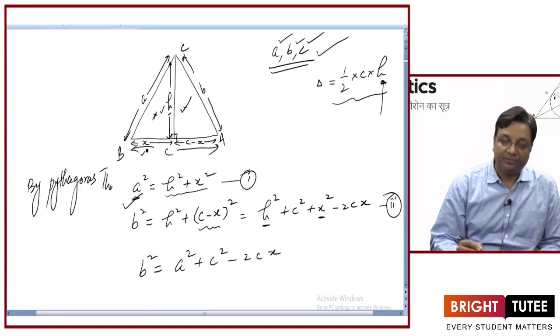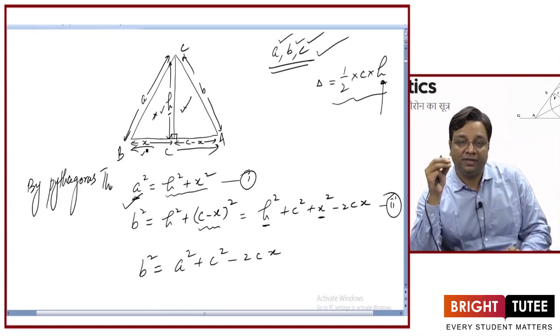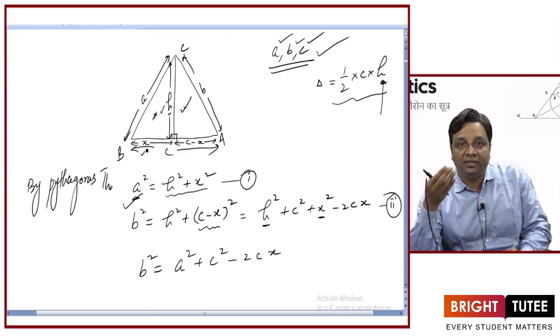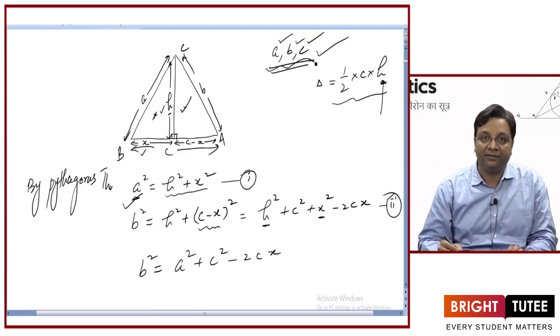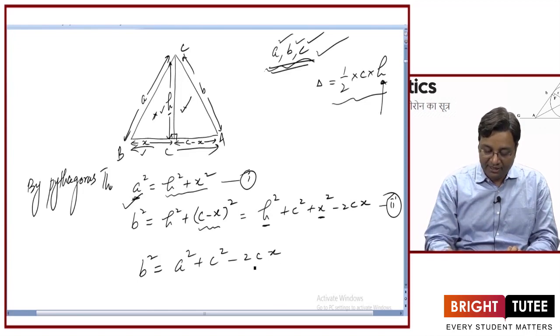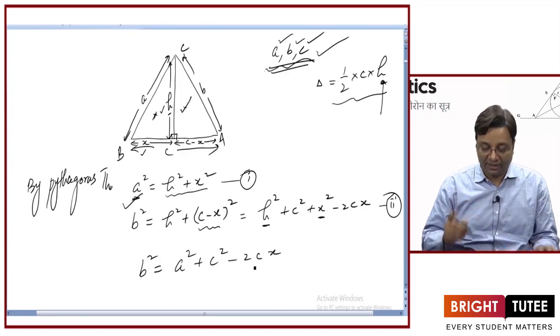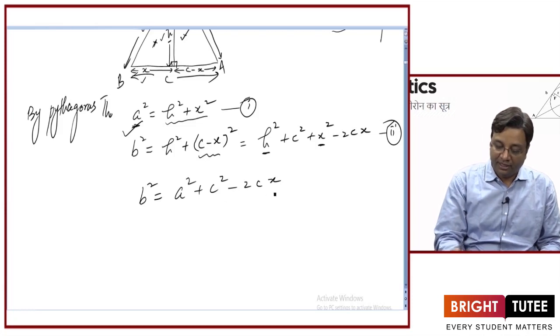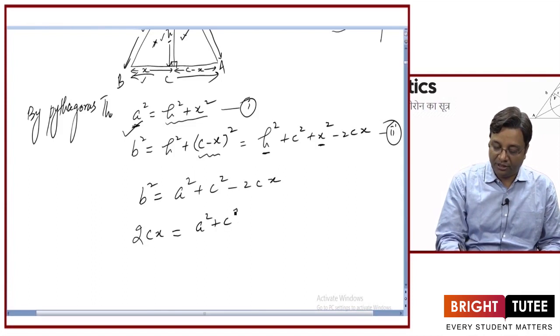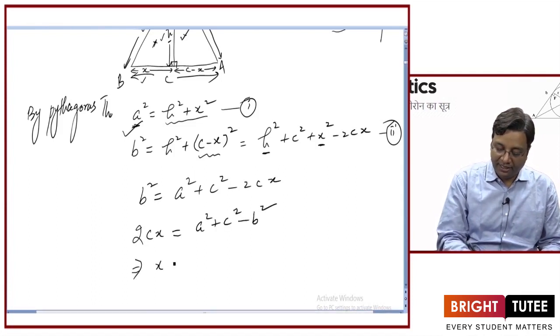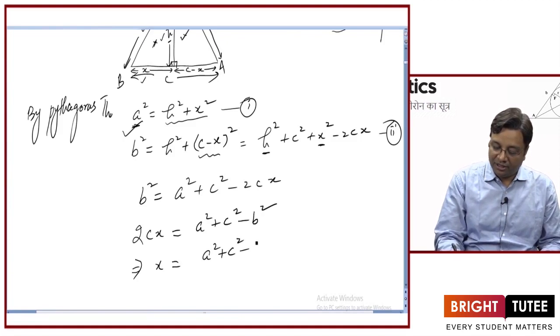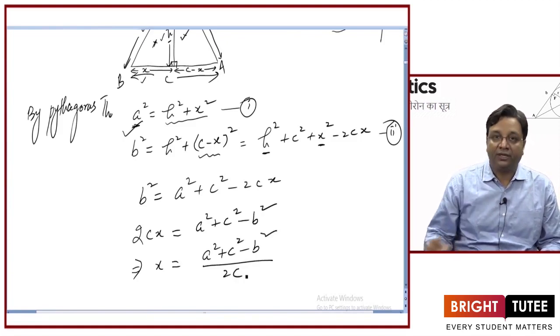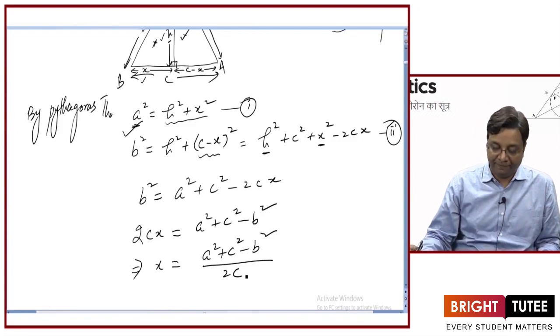H and x are the variables or are the alphabets that we introduced in this. We are only given a, b and c. So, we have to eliminate x and h from our answer, right? Okay. So, this is b square is equal to a square plus c square minus 2cx. Okay. Now, if I want to calculate x, so it will be equal to 2cx equals a square plus c square minus b square. Hence, x will be equal to a square plus c square minus b square divided by 2c. Okay.